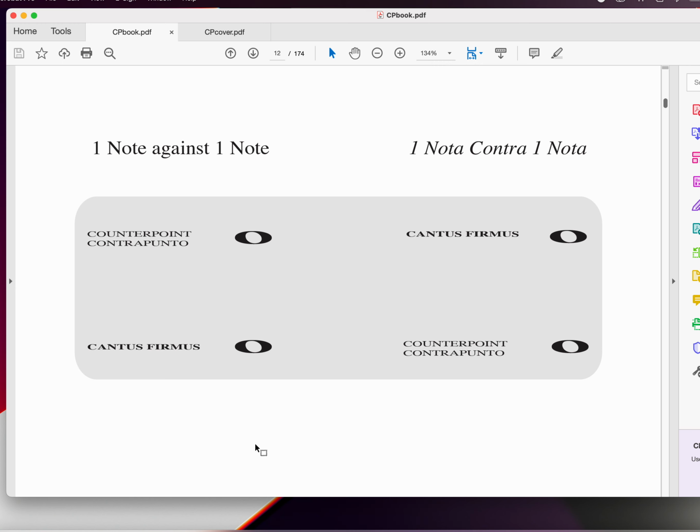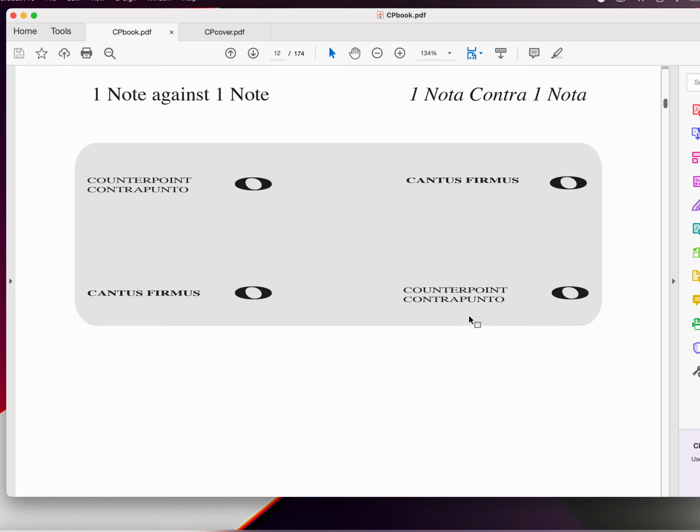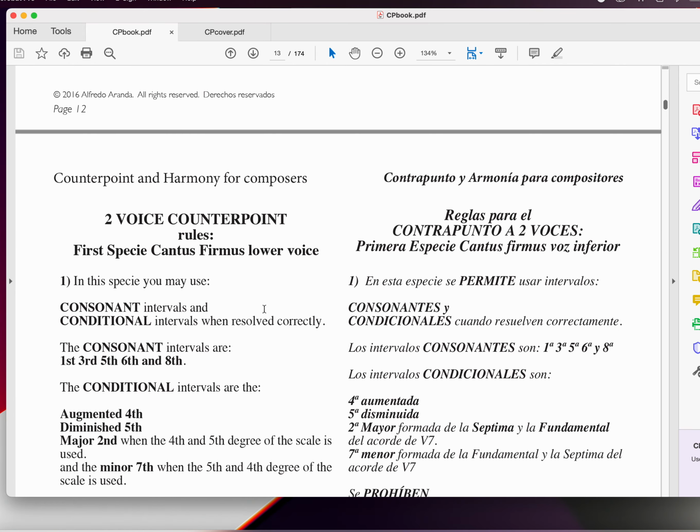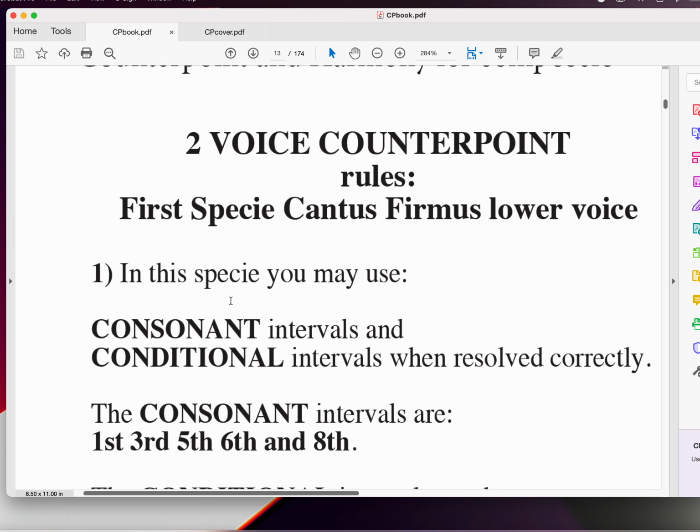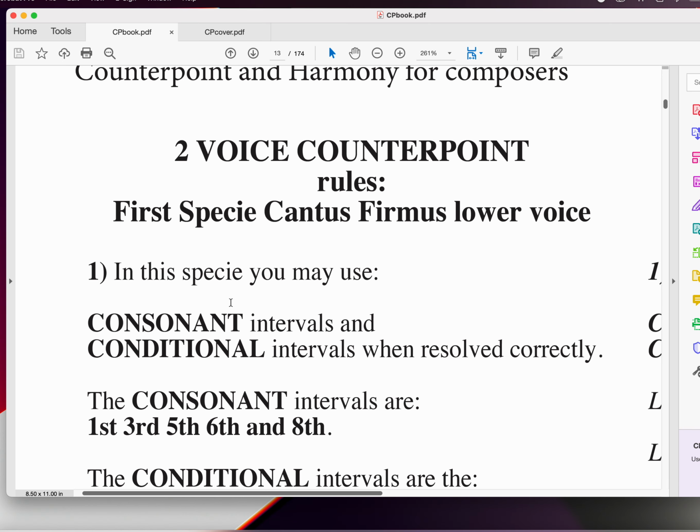The first thing we need to know is that the cantus firmus, or the melody, could be on the bottom voice or the top voice. And when you have the cantus firmus on the bottom voice, then you have the counterpoint on the other voice. All right, so here are some rules that we need to follow. So the first species, having the cantus firmus in the lower voice, is this.